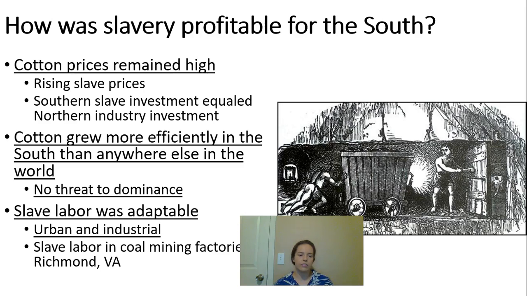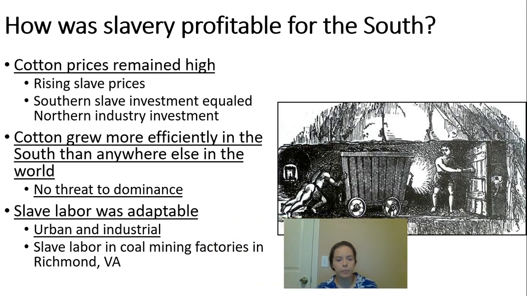Another important thing about slaves is that slave labor is going to be adaptable. So much of this is going to be urban. However, we do see evidence of slaves being used industrially, and one example would be slave labor in coal mining in Richmond, Virginia. So again, planters are going to be able to use their slaves to their advantage, and any way they can use slaves to make money, they're going to go that route.